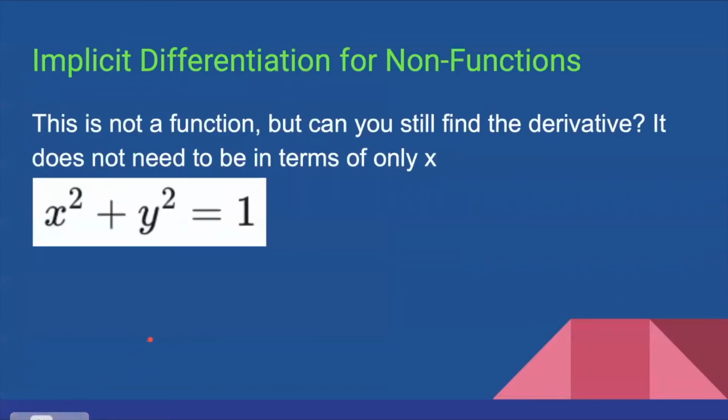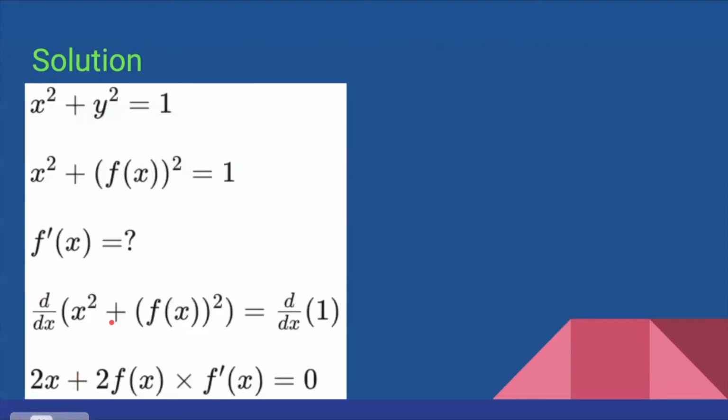All right, so now this problem is a little bit different. It's not a function. This is actually a graph of a circle with radius 1 centered at the origin. But if you want, go ahead and pause this video and try this problem. All right, the answer is, so first you think of y as f of x, and you're trying to solve for f prime of x.